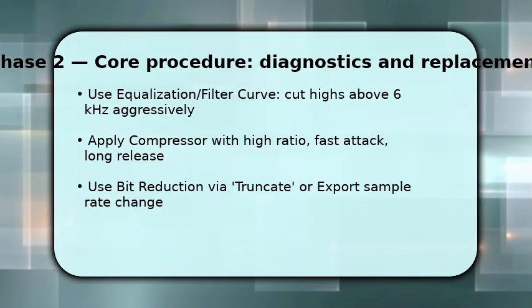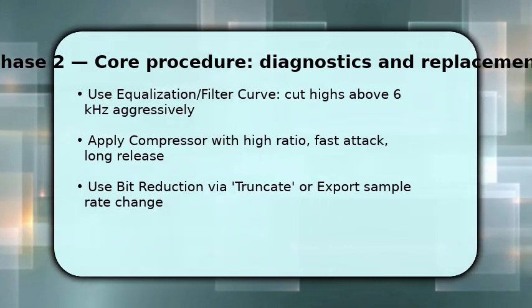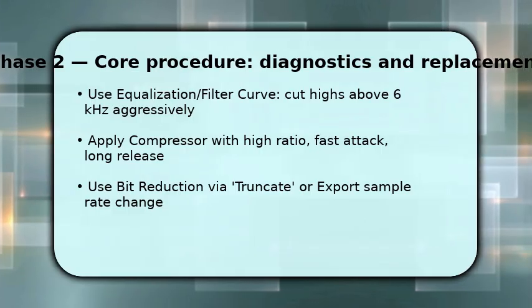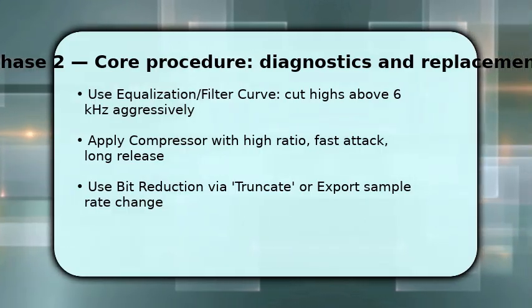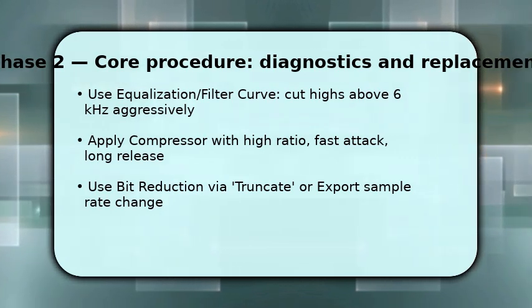Then reduce bit depth or resample. Export or use effect chains that emulate bit reduction and sample rate conversion to introduce aliasing. Make sure to preview between steps. Small changes stack quickly. Finish by adding texture.